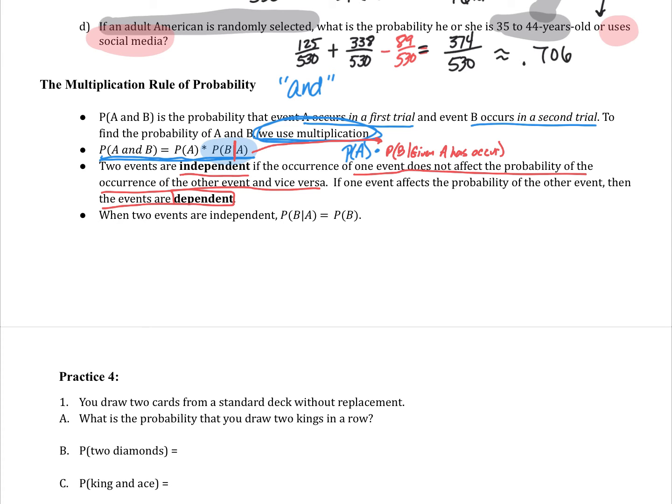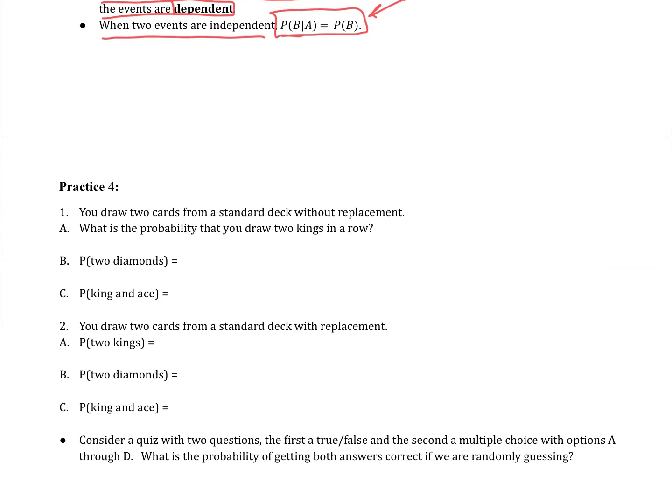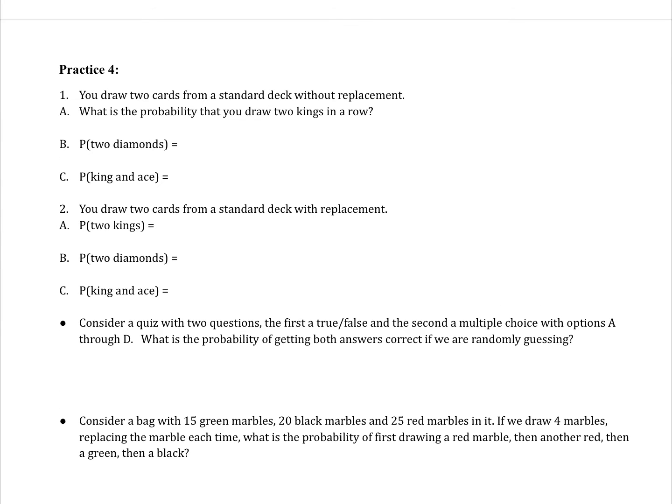All right, and notice this, when the two events are independent, the probability of B, given that A has occurred, will just be the probability of B. And that makes sense, because if A is not going to affect my probability of B, because they're independent events, then it's not going to change my probability. Drawing the first will not affect the second. And we have a couple of examples of that we will talk about.